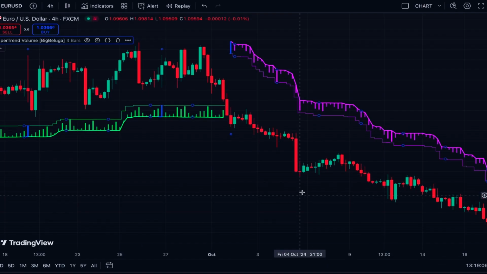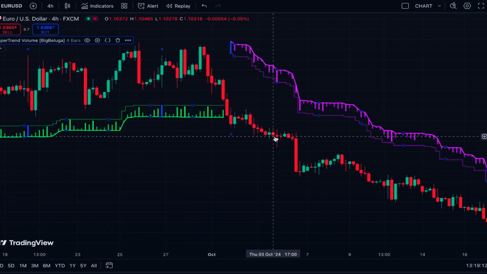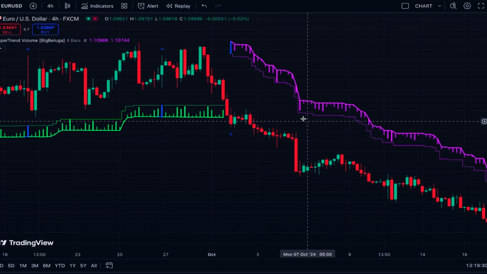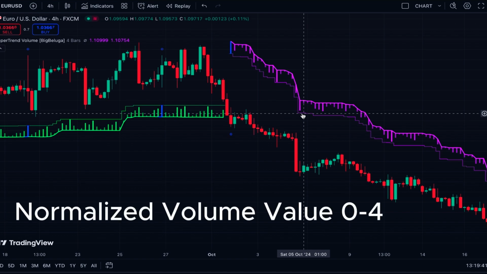Alright, as I said, these volume bars will help us to measure the level of interest and market participation during the changes that are happening in the market. The larger the bar, the higher is the volume, and so more level of interest in terms of buying or selling pressure in that time period. The volume is normalized and it will have values between 0 and 4 depending on the level of the volume.